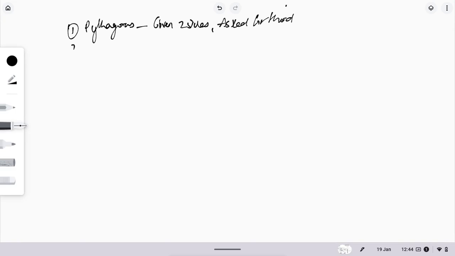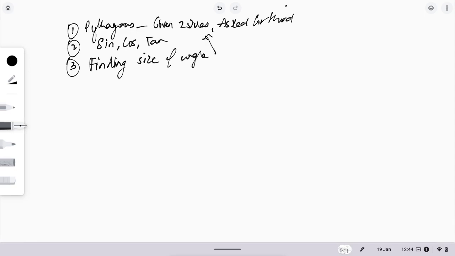So your first one is Pythagoras, where you're given two sides and asked to find the third. Next one there is your sin, cos and tan, your trig identities. And when we're working out a side, we'll use these trig identities. Now we'll use them to work out the angle. So the third thing there is finding the size of the angle. But it links in there to number 2.